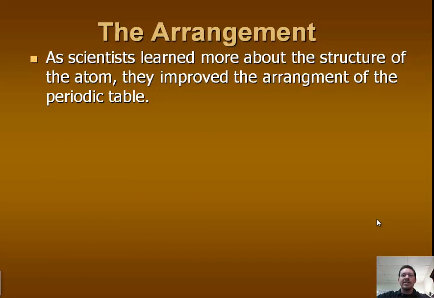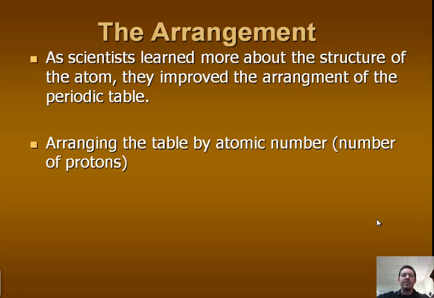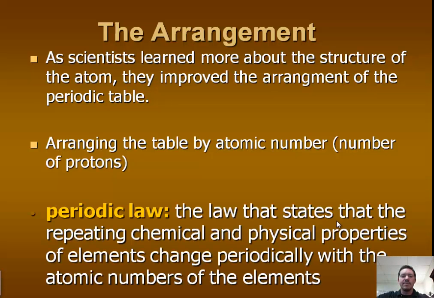As scientists learn more about the structure of the atom, they improve the arrangement of the periodic table by arranging by atomic number, which is also the number of protons. So periodic law is defined as the law that states that the repeating chemical and physical properties of elements change periodically with the atomic numbers of the elements.